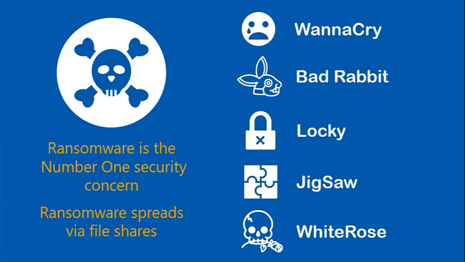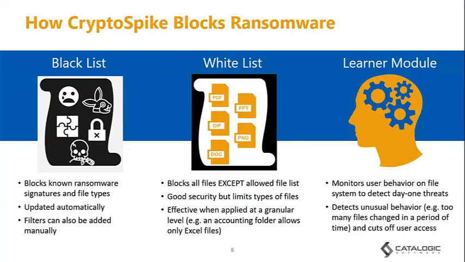On the right here are some of the typical ransomware types that we see in most environments. So CryptoSpike has three main elements that protect us from ransomware. Firstly, a blacklist. The blacklist really is a list of known ransomware types. So this is really stopping ransomware at the front door for any currently known types of ransomware. It's updated on a regular basis, and you can also manually add in those filters as well. So this is our first port of defense.